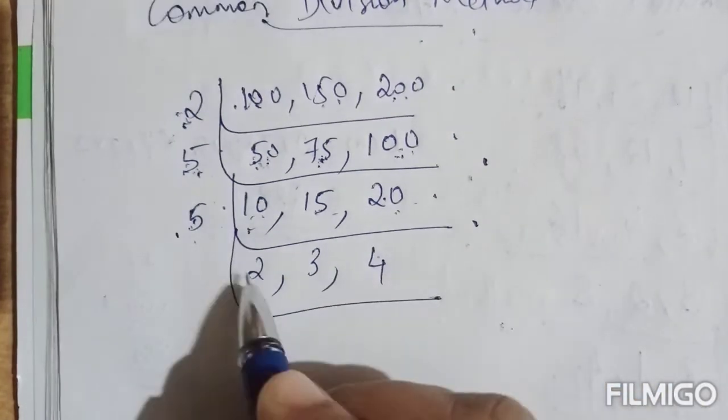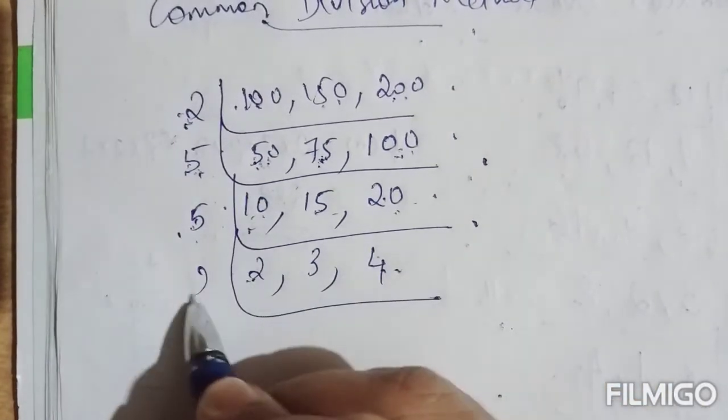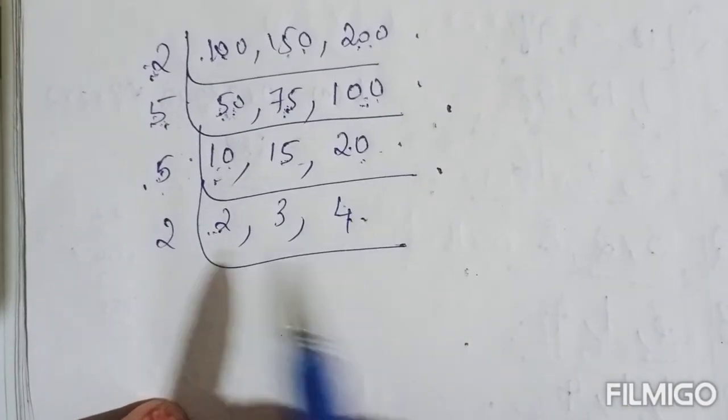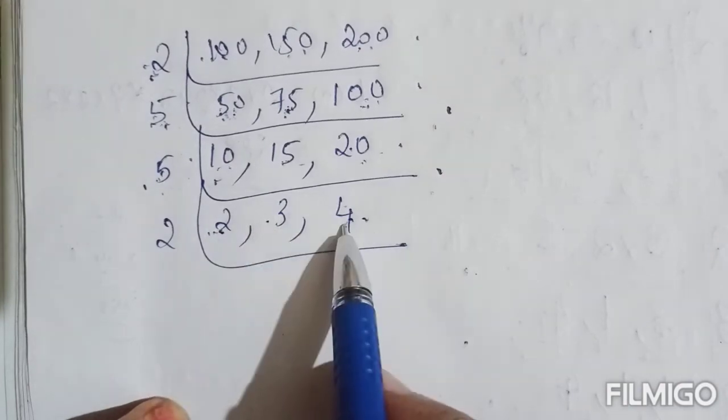Okay. Now here 2 and 4 you can divide by the prime number 2. Okay, you can't find a prime number with which you can divide 2, 3 and 4.